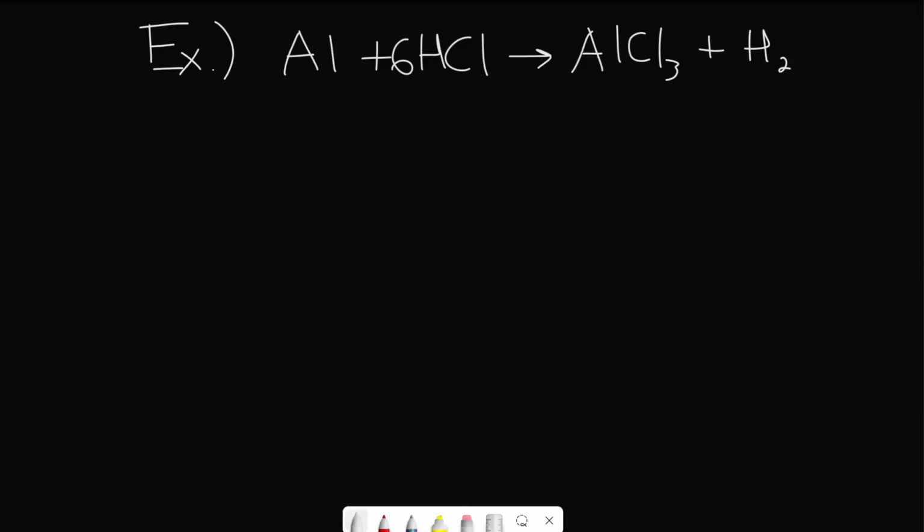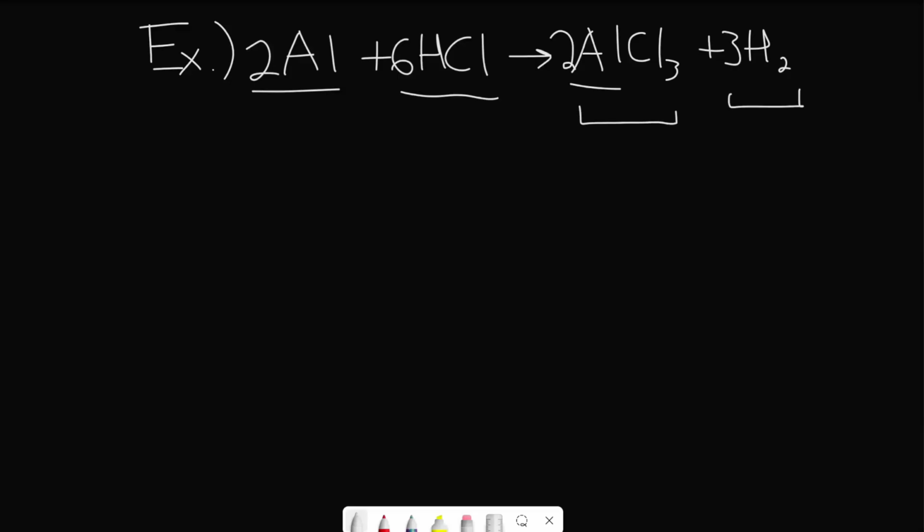So this would naturally have to be a 2 in front of AlCl3, and this would have to be a 3 in front of H2. And then that means that we also need to balance the aluminums because we threw a 2 in front of that, so I'm going to throw a 2 here as well.